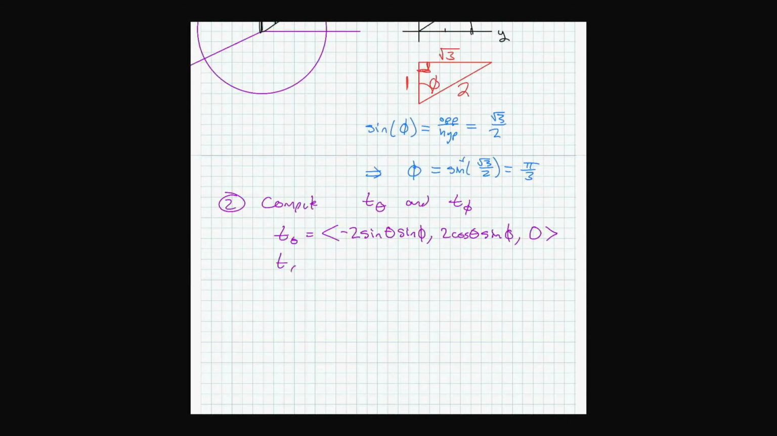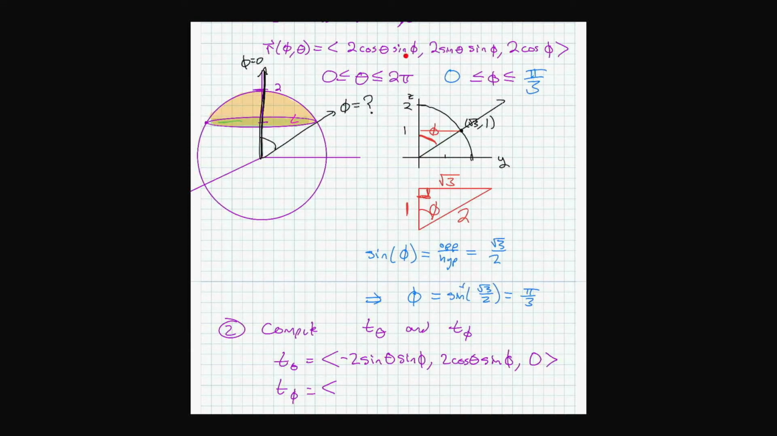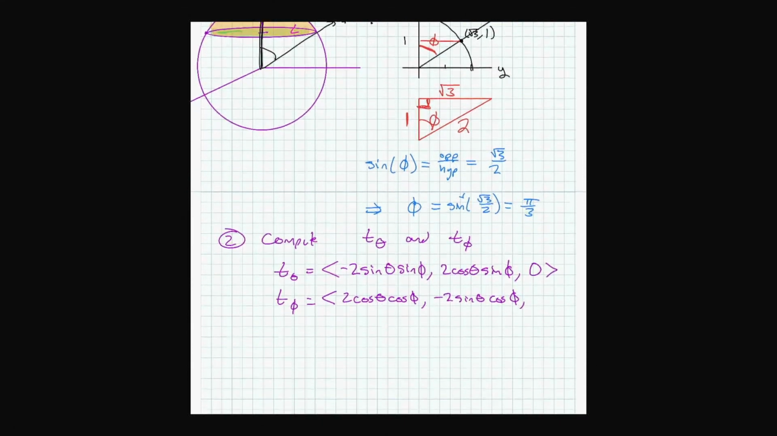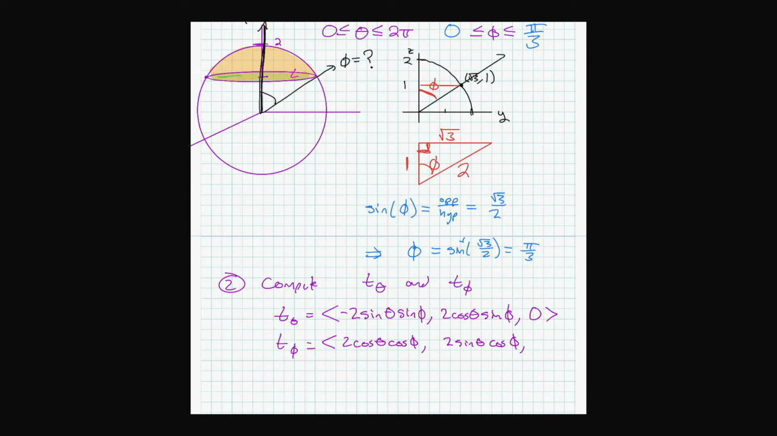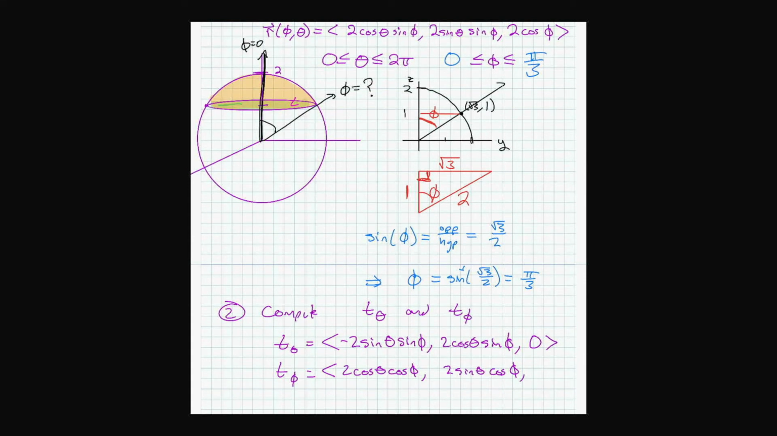Now we got to do partials with respect to phi. Very similar. The derivative of sine phi is going to be cosine phi. So we're going to end up with 2 cosine theta cosine phi, comma. The next one is going to be negative 2 sine theta cosine phi. Wait, that should have been positive 2, sorry. Positive 2 sine theta cosine phi. Both of those we're taking the derivative of a sine phi. All right, last one. The derivative of 2 cosine phi is going to be negative 2 sine phi.